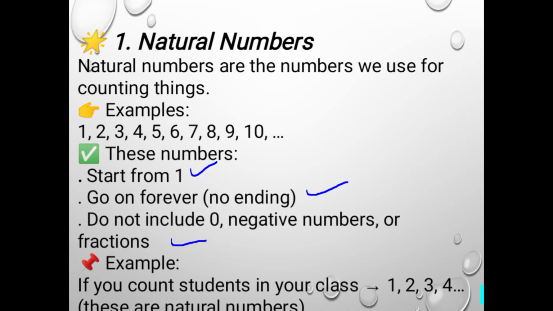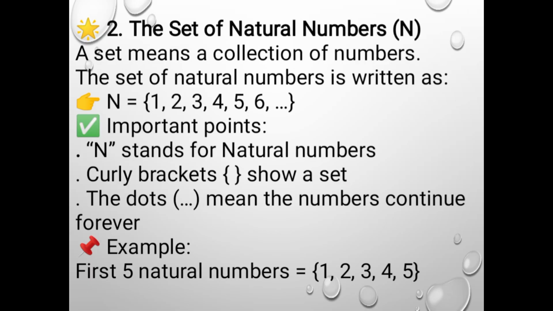Example: if I count, students, 1, 2, 3, 4, and so on, these are natural numbers. Students, can we include 0 in natural numbers? No, because natural numbers start from 1.